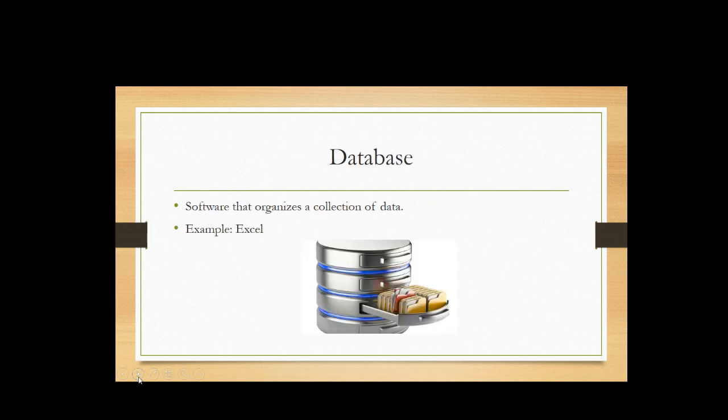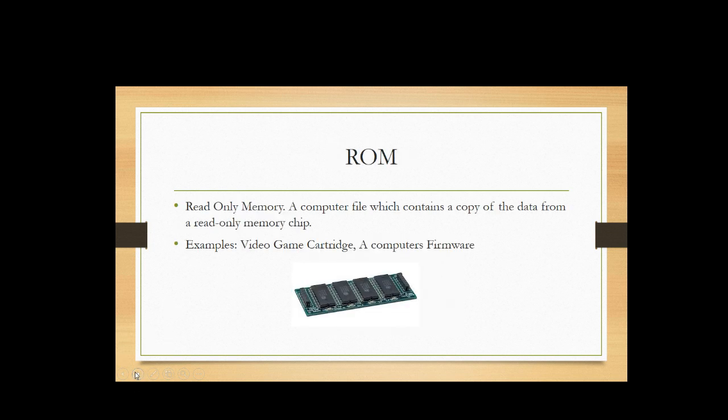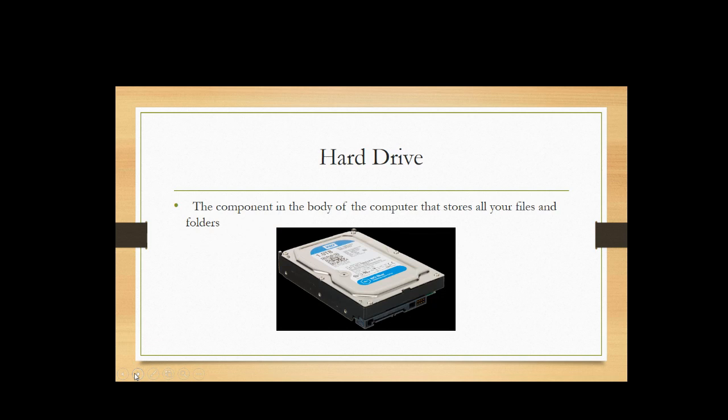Now, what's a database? It's software that organizes a collection of data. For example, Excel. Now, what's ROM? It stands for read-only memory. It's a computer file which contains a copy of the data from a read-only memory chip, for example, a video game cartridge or a computer's firmware. Now, what's a hard drive? It's the component in the body of the computer that stores all your files and folders. It's always very important to back these up, because you could take it out and transfer it to another computer if your computer crashes.